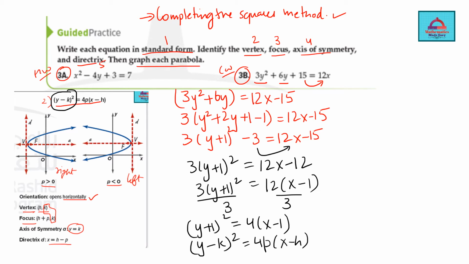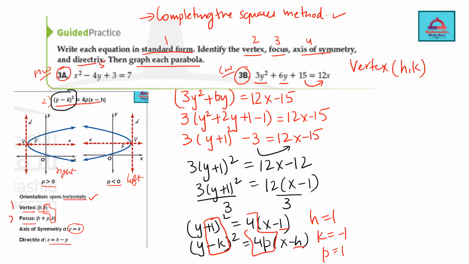So now your k is negative 1, your p is 1 as you see, because 4 is equal to 4p, and your h is equal to 1. So your h is 1, your k is negative 1, and your p is also 1. So you have got all three. So now you got the vertex. Vertex is the point h comma k by the formula sheet.